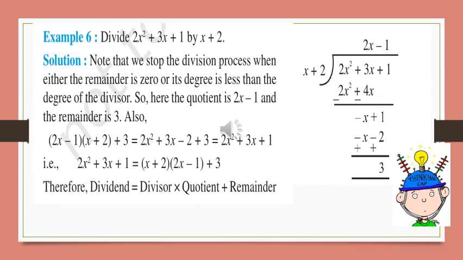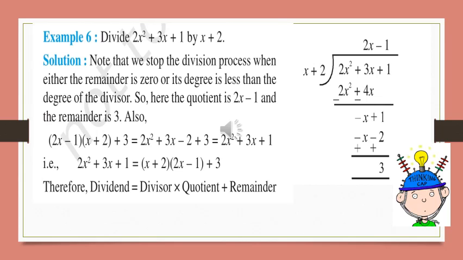Now we stop the division process when either the remainder is 0 or its degree is less than the degree of the divisor. Here the degree of the dividend is 2 and the divisor is 1. So when the degree of the remainder is less than or equal to that, we have to stop the division.